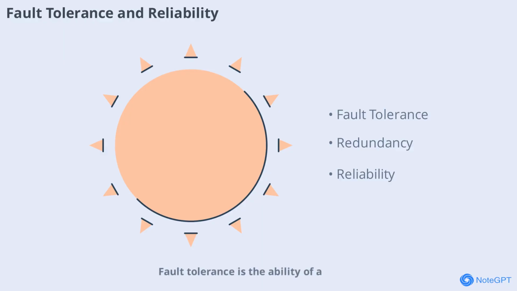Fault tolerance is the ability of a computer to keep working even when parts fail. Redundant components, error-correcting memory, and backup systems are all architectural features that improve reliability, especially in mission-critical applications.